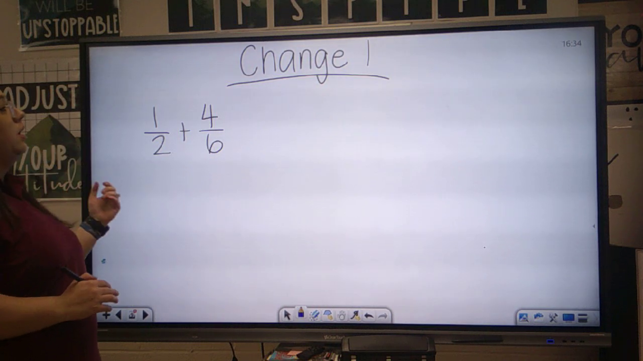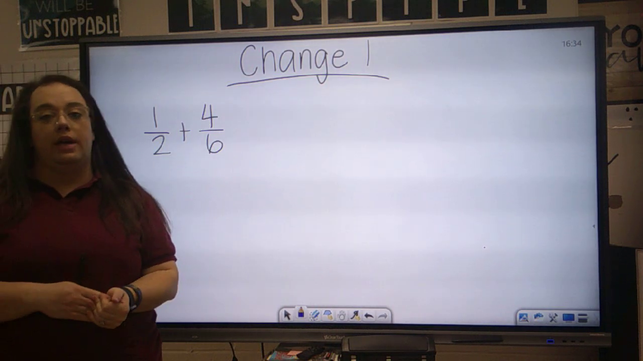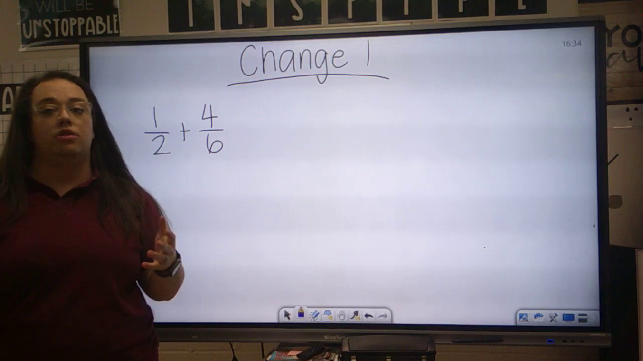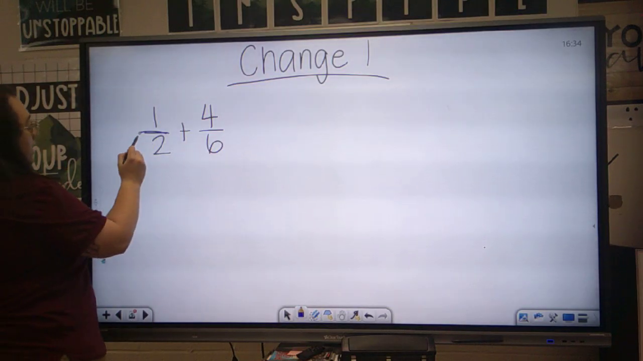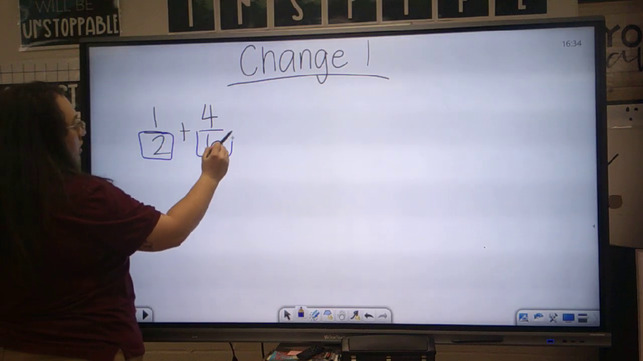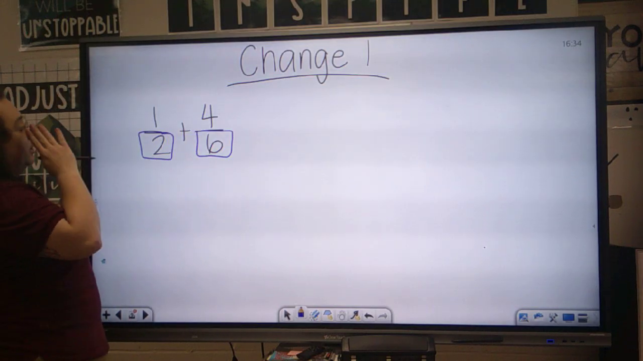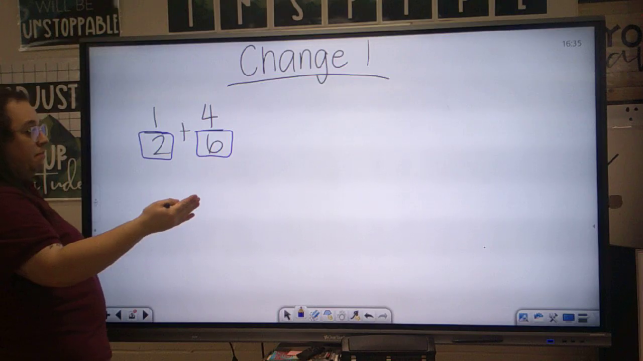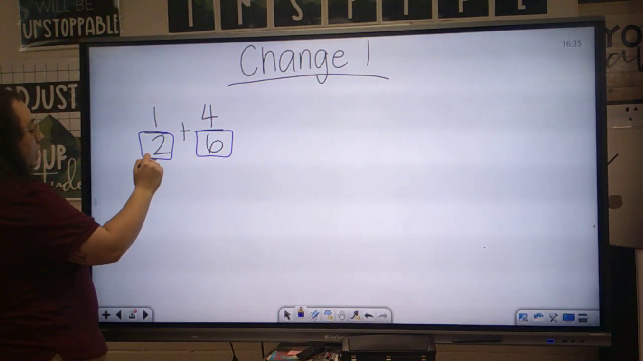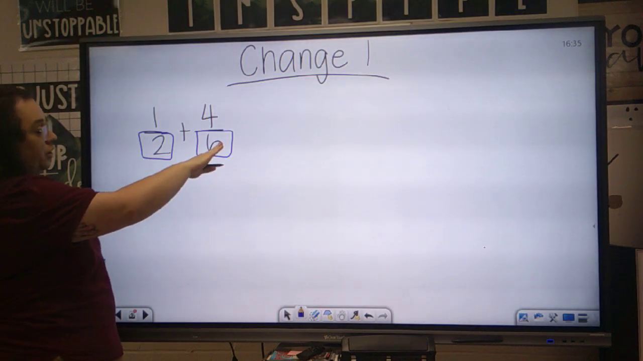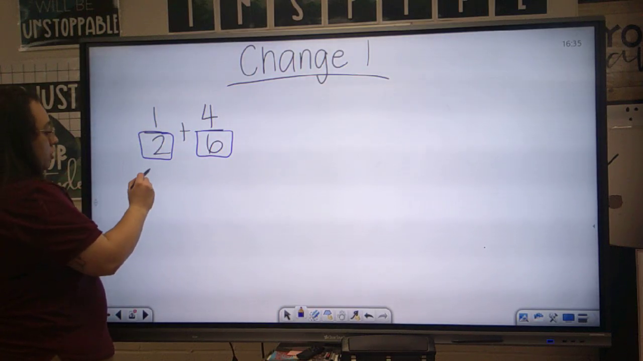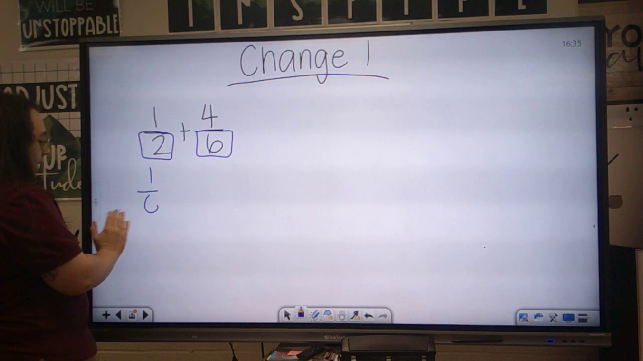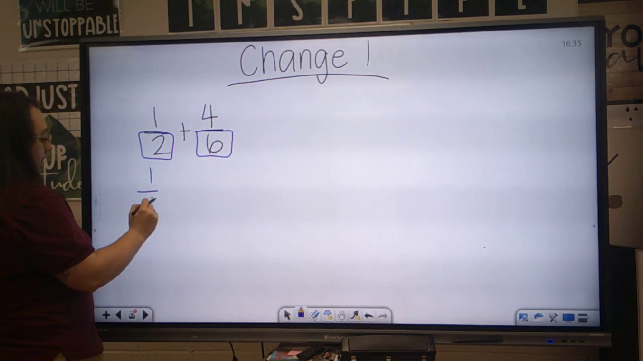So when you look at the denominators, when it comes to adding and subtracting fractions, you want the denominators to be the same number. So here we have a 2 and we have a 6. In order to have them be the same, I know that 2 is a factor of 6, so I can make an equivalent fraction to 1/2 that equals a 6.